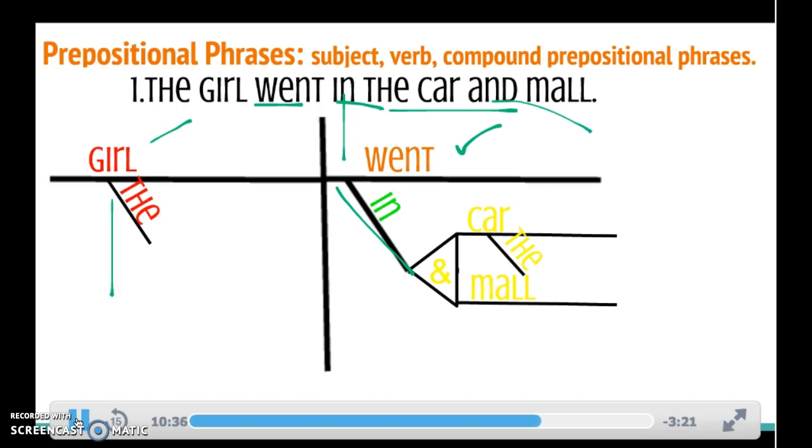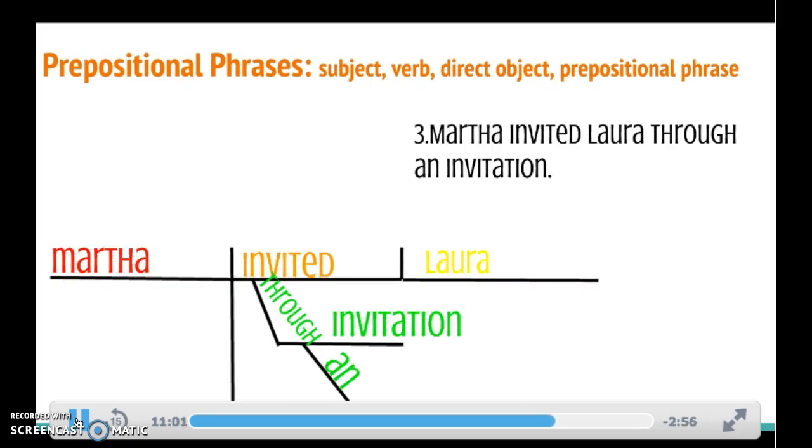So first of all, the car is our first word of the prepositional phrase, our first object. So we write car right here. And then the is an article. It's describing the car. So we're going to write it just below the car as normal. We're going to write our conjunction, which is and, right here. And the mall is our second object. And we write it below the first object. That's it. Really simple. Now we're going to sentence diagram a subject, a verb, a direct object, and a prepositional phrase.